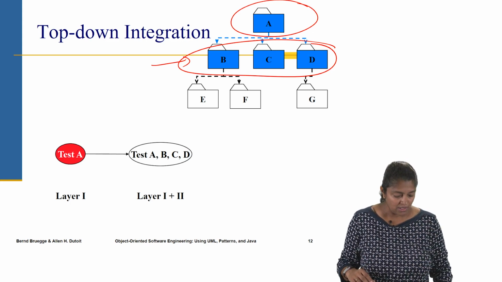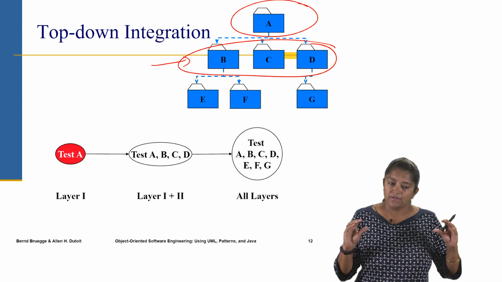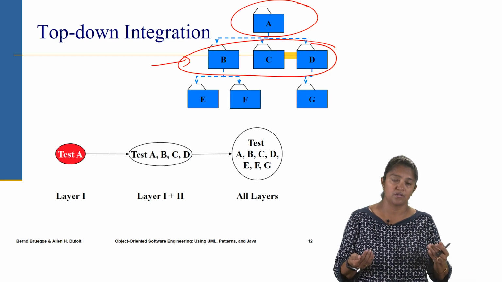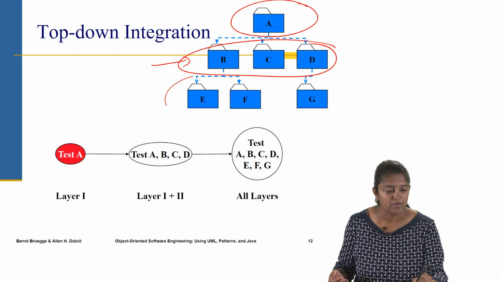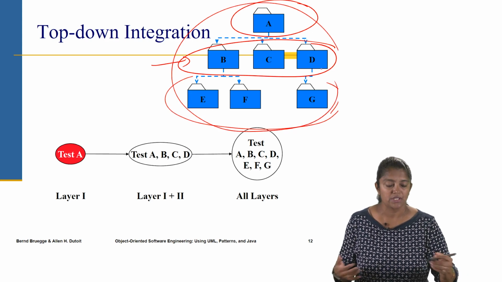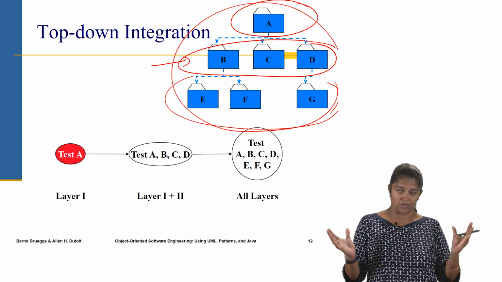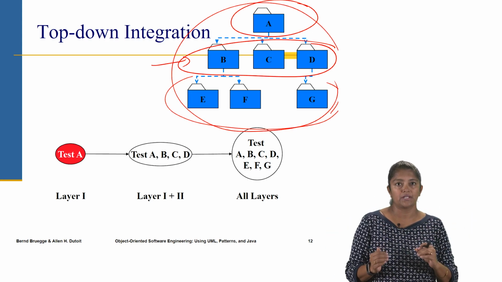So that's tested. And then once that's done, then we include the next layer. So basically there's only 3 layers here, so we include this. So now what we have is this entire A, B, C, D, E, F, G system with all of the 3 layers. So that gets tested.